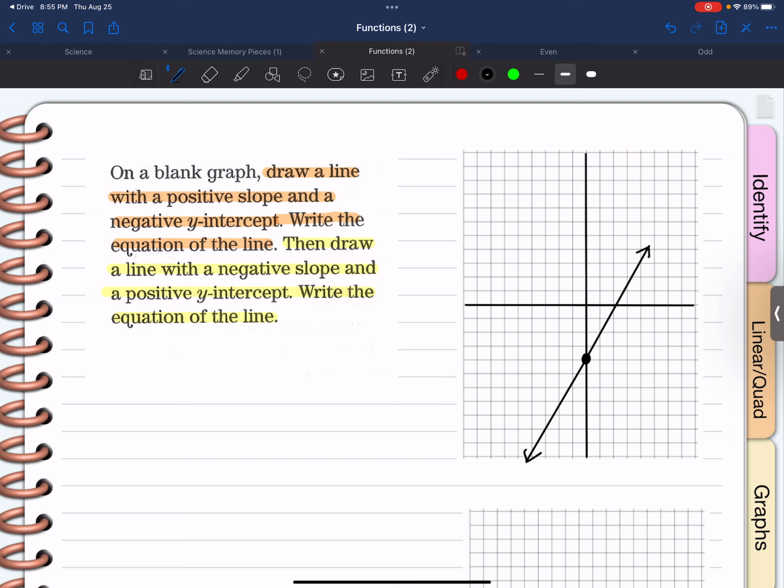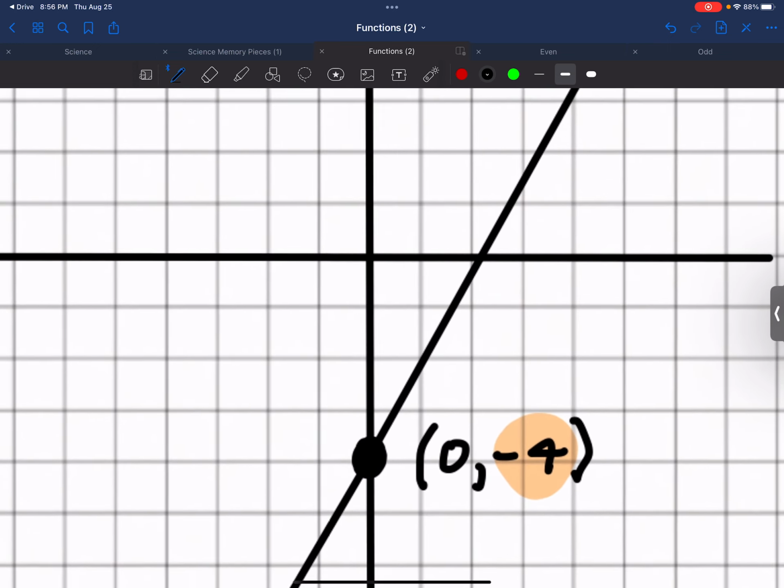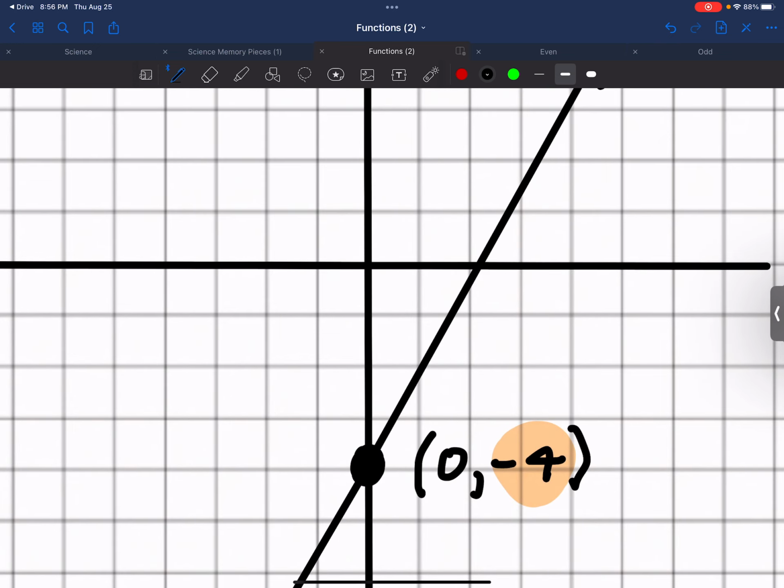The y-intercept is at 0, -4, and that's what they told us. They wanted a negative y-intercept. If you watched the last unit, we're talking about a baby b. We want the baby b to be negative, but the slope of the line to be positive. And this slope, let's see if we can figure out slope just by eyeballing it.